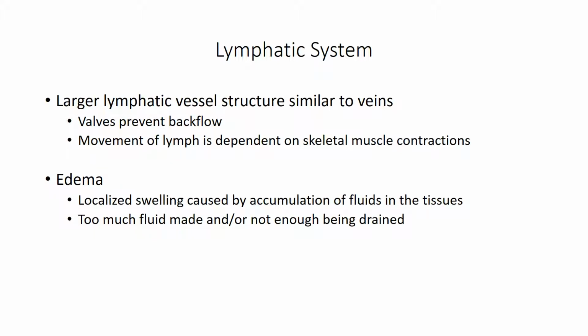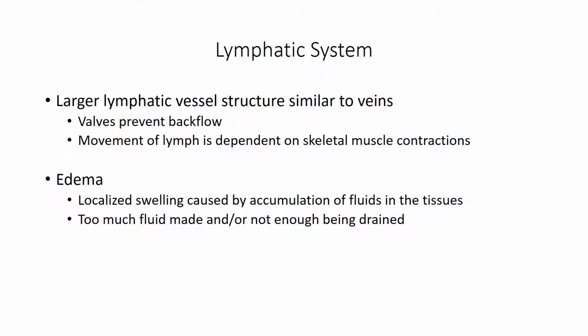Now, lymphatic vessels are similar to veins because they have valves, and valves just work to keep the blood moving. For instance, we have veins that go from our feet up to our heart, and valves keep that blood from backflowing down our legs when it needs to be going up towards the heart. And the movement of lymph is really dependent on skeletal muscle contractions. If you have lots of movement, then the lymph is also going to be moving more than if you're just sitting in a chair, for instance.